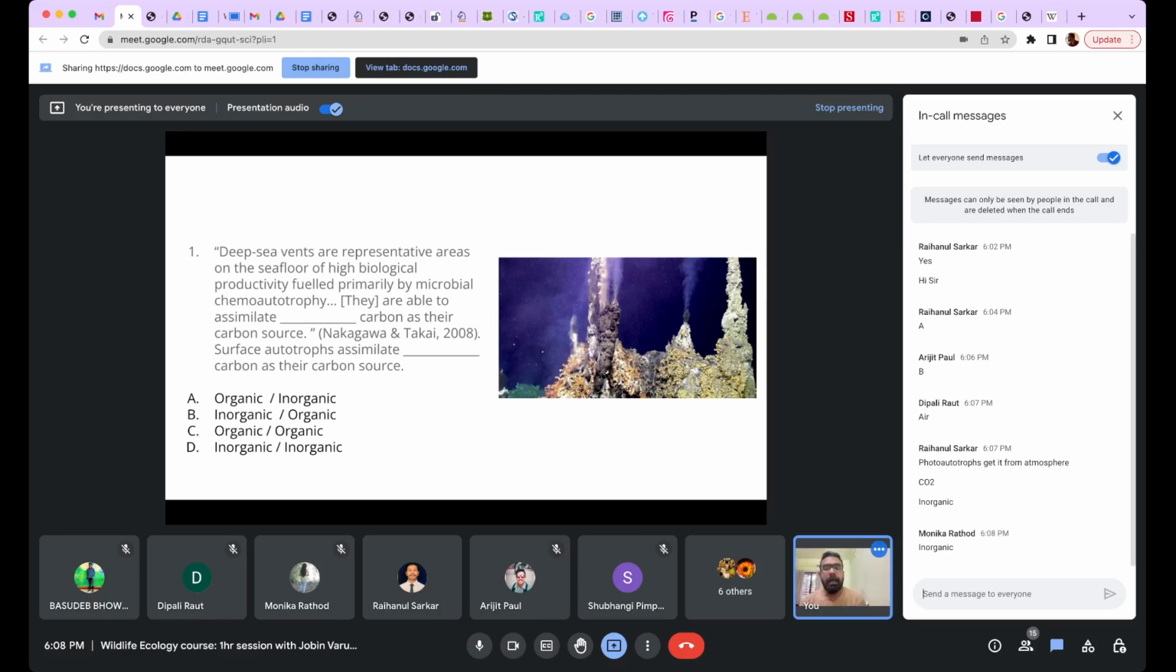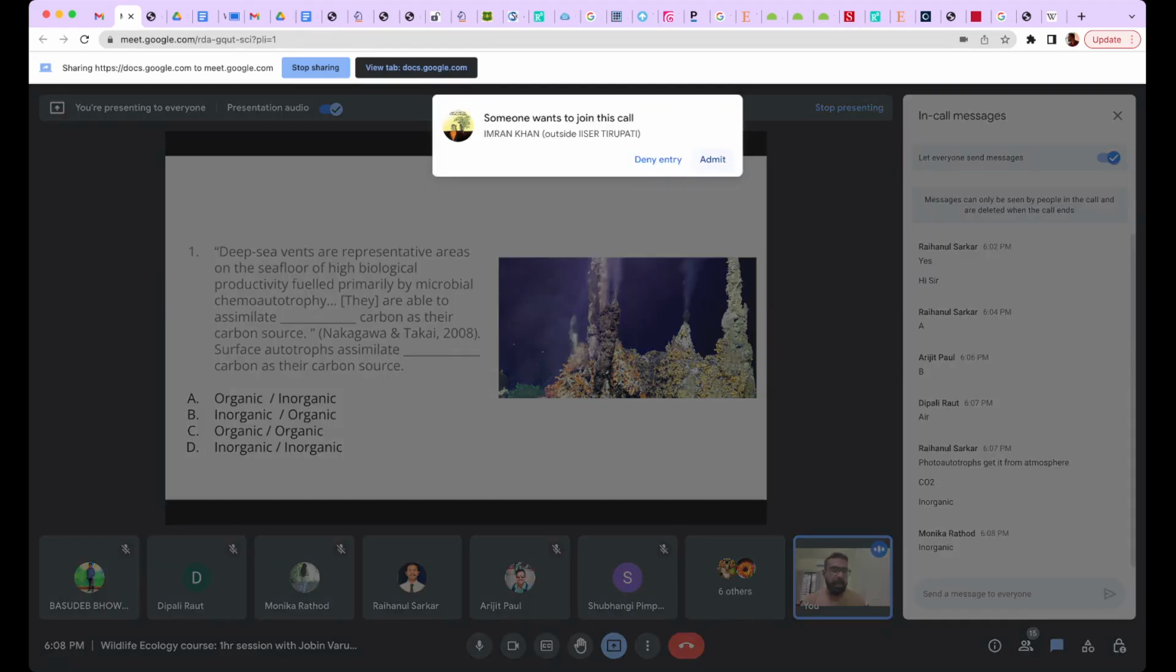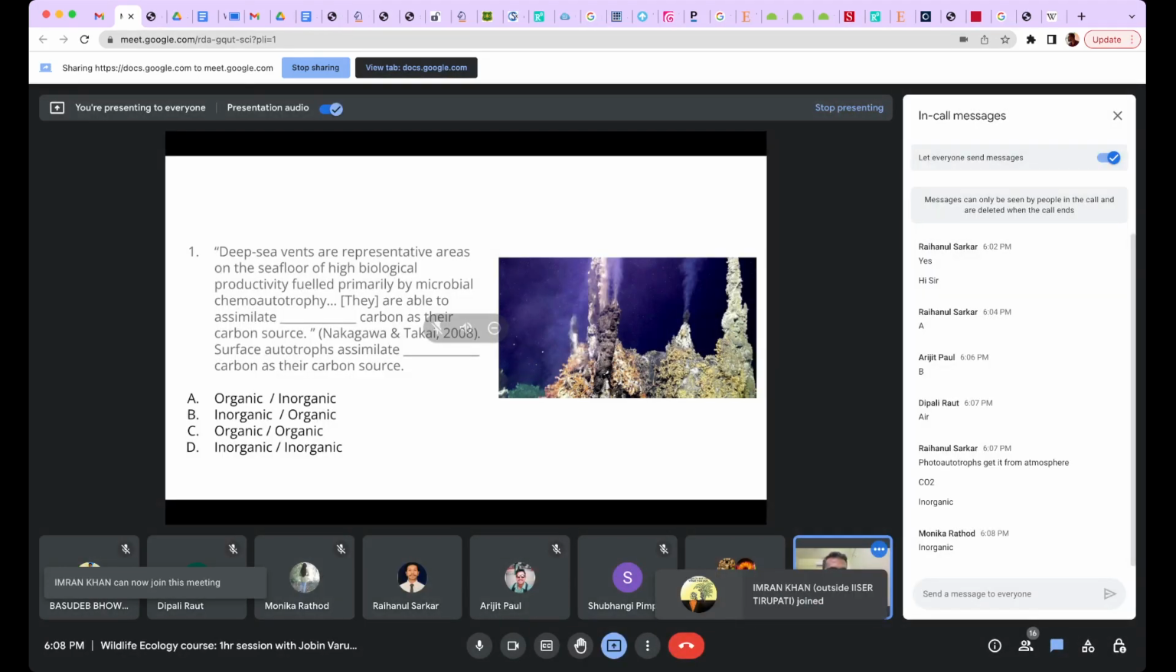Yeah. It's the same way in chemoautotrophs also. They are basically assimilating carbon dioxide and other stuff in the water, which is dissolved. There's all the more reason for you to say that the deep sea vents don't have organic carbons at all. They have inorganic carbon. So the answer is actually D. Both of them are inorganic carbons.